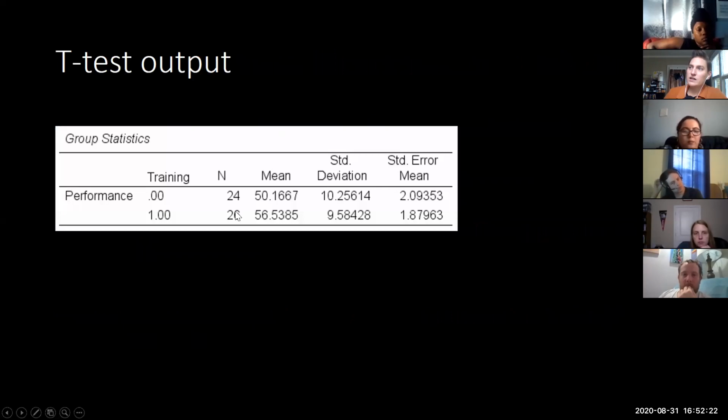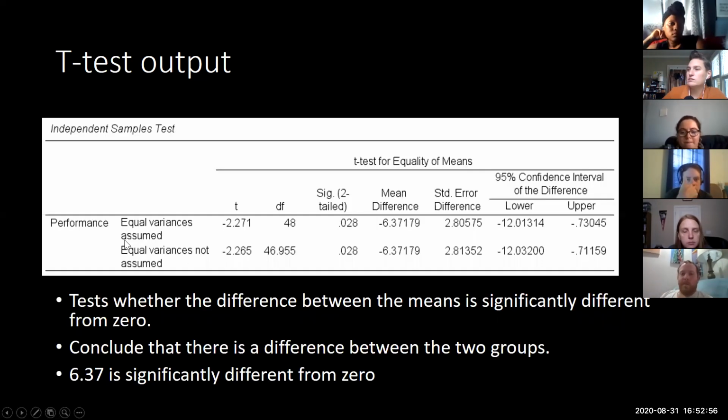So here's the group information. Here are my 2 training groups. This is my no feedback condition, and this is the feedback condition. I have 24 people in the first group and 26 in the second group. I have a mean score on my memory test of 50 in group 0 and a mean score of 56 in group 1. Here are my standard deviations, and that's all we're going to talk about right now. Means and standard deviations.